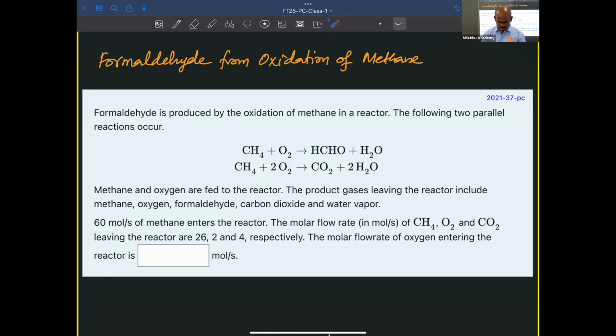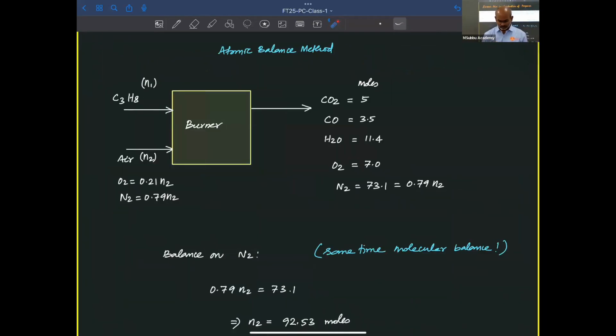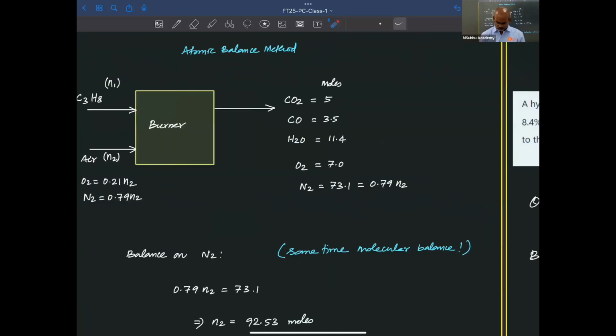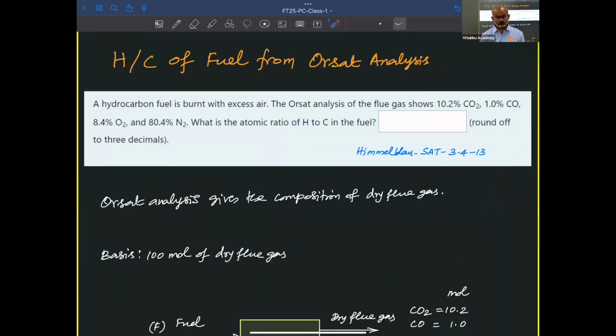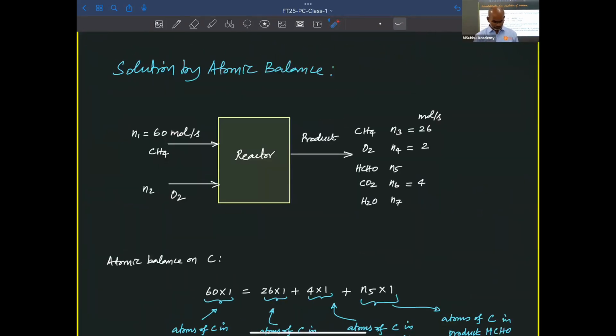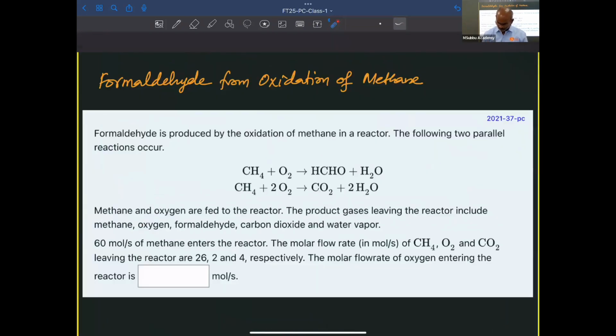I'm going to highlight two methods, namely extent of reaction and atomic balance methods, by way of two, three problems initially. You'll feel that these methods are quite nice for solving any kind of process calculations, and we will also use the atomic balance and extent of reaction methods in the subsequent problems. For that I have three examples.